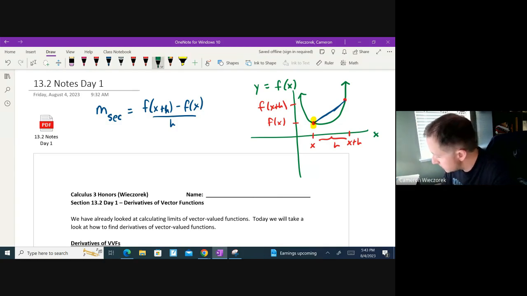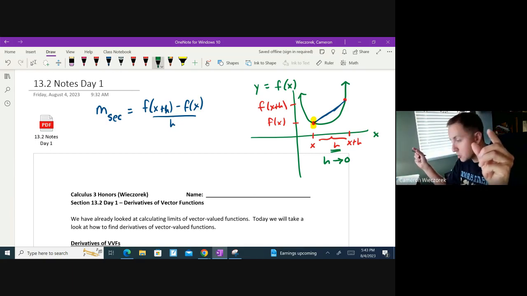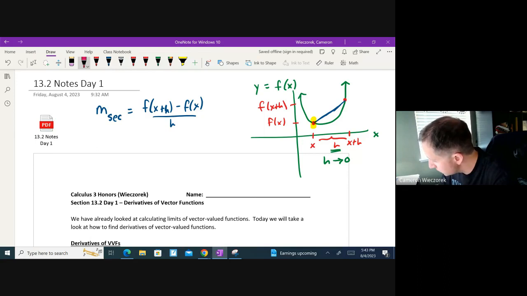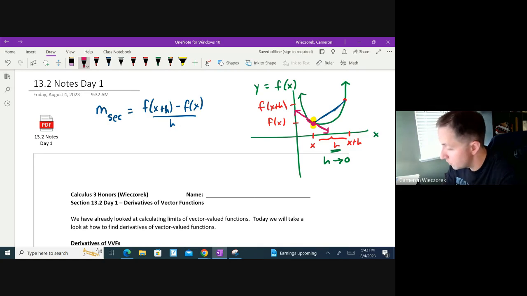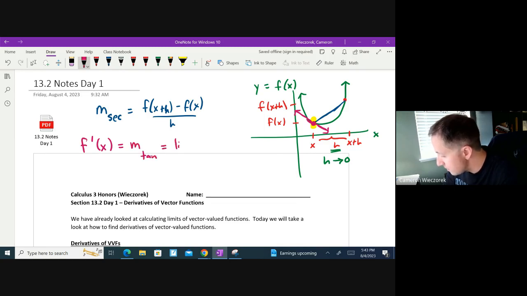As we let that distance h approach 0, so as the distance between x and x plus h gets smaller and smaller, eventually we end up getting a tangent line that only passes through one point, right? Because now we've shrunk that distance as it's approaching 0. So the slope of that tangent line ends up being the derivative at x. So the slope of the tangent line is the limit as h, the distance between those 2 points, approaches 0 of that difference quotient, f of x plus h minus f of x over h. Okay, so that's for a function.